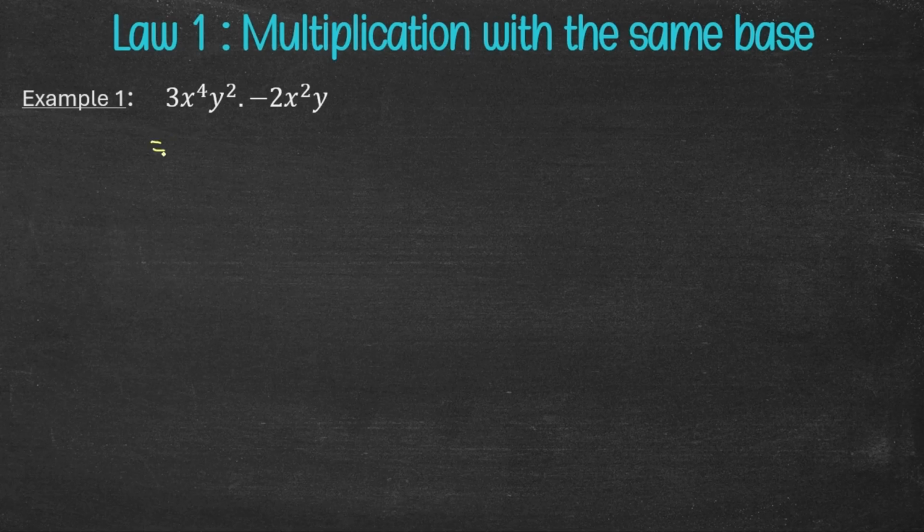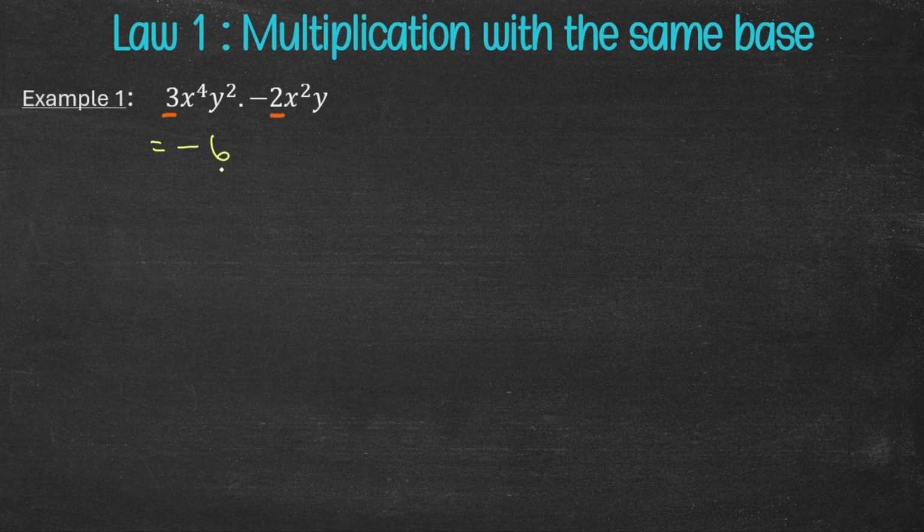First up, I'm going to have a look at the signs. Here, for this factor, the sign is positive, and for this factor, the sign is negative. A positive times a negative gives us negative. Now let's have a look at the coefficients, or let's call them the numbers. They are 3 and 2. It is normal numbers, so it's normal multiplication. 3 multiplied by 2 gives us 6.